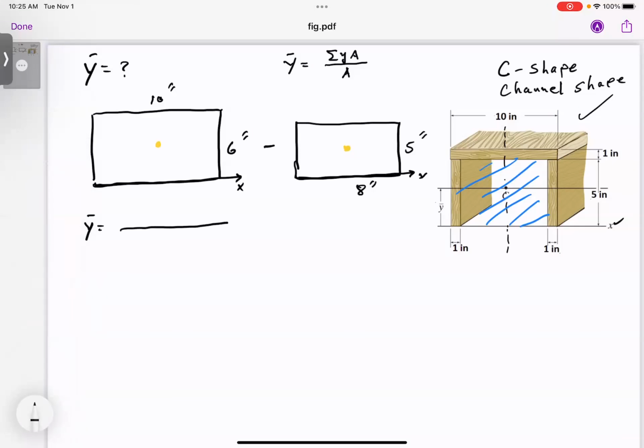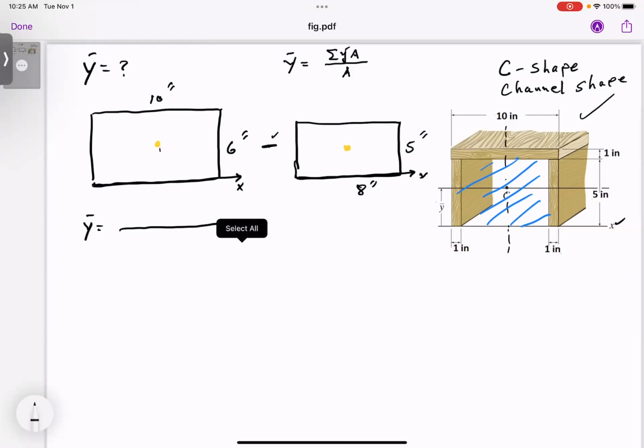So, and I want the y coordinate only. So remember, we're subtracting though, okay? So y of this guy is 3, right? Times the area, 6 by 10, is 60 inches squared. Minus the centroid of this guy, which is 2.5, times the area, which is 5 by 8, 40. And then in the denominator, you have the total area, which is 60 inches squared minus 40 inches squared. So if you do the calculations here, this should come out to be exactly 4 inches.